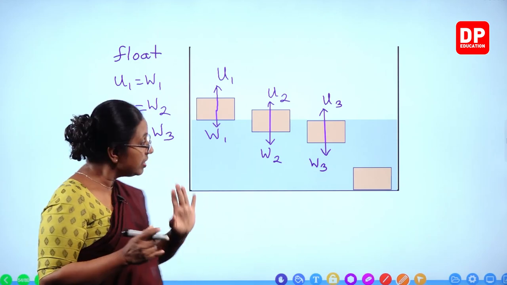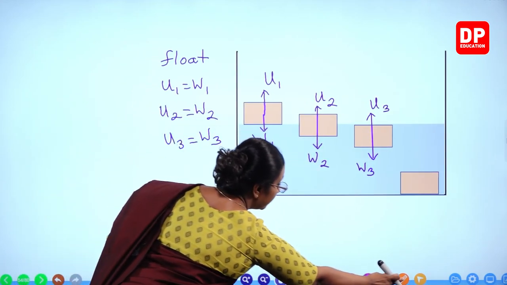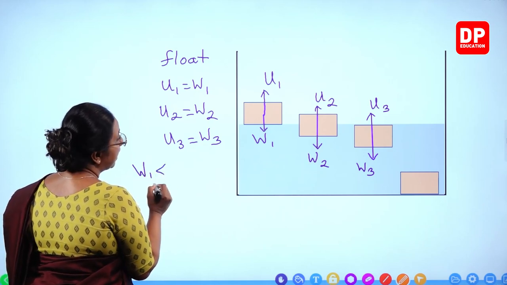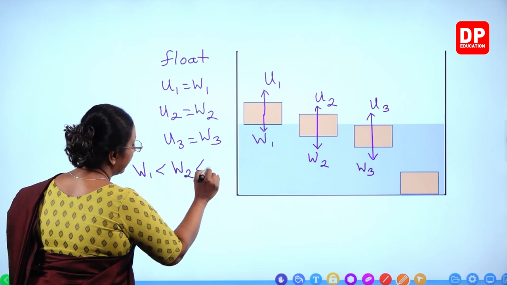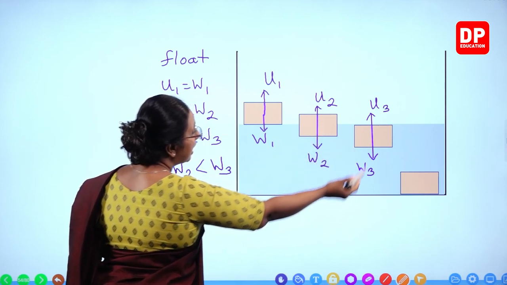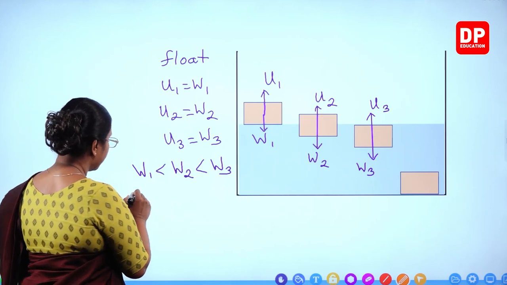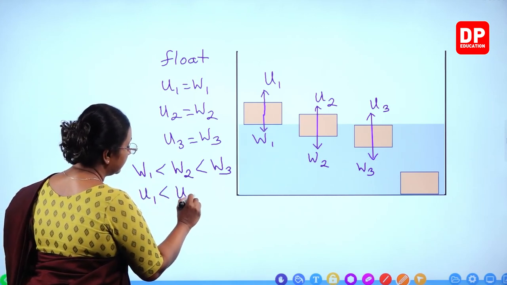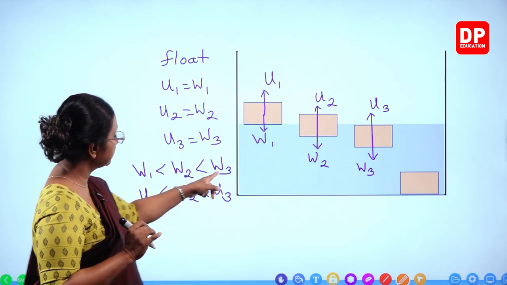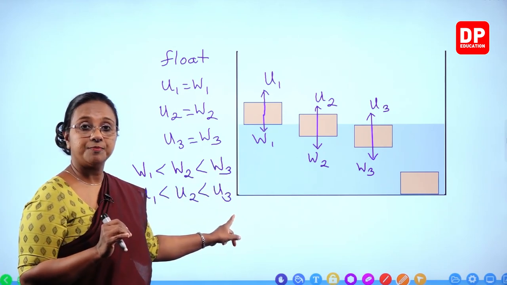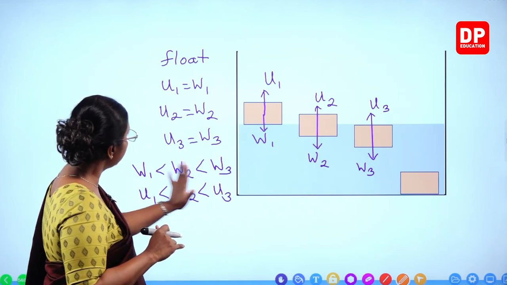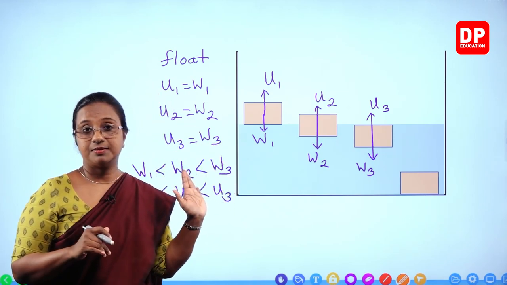Only thing is, if you compare the weights of the objects, the weight of object 1 will be the least value. That will be less than both W2 and W3. So W1 is the lightest object, then W2 a little heavier, W3 even heavier. So because of that, upthrust also will be in this manner. Upthrust 3 will be the largest value because the weight is more, upthrust is more, but W3 equals U3. In this instance, because the weight is less, the upthrust is also less. But in all three instances, the upthrust equals weight.